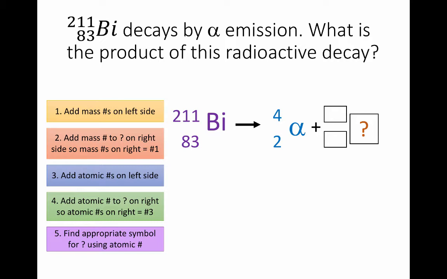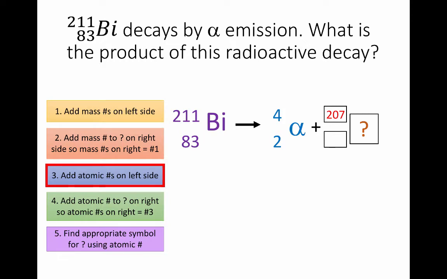Okay, let's start by adding the mass numbers on the left side, and this is very easy. We only have one thing on the left side, and it has a total mass number of 211. Now we're going to figure out what we put in that box so that our mass numbers on the right side also add up to 211. Well, 4 plus what is 211? The answer is 207. 207 plus 4 equals 211.